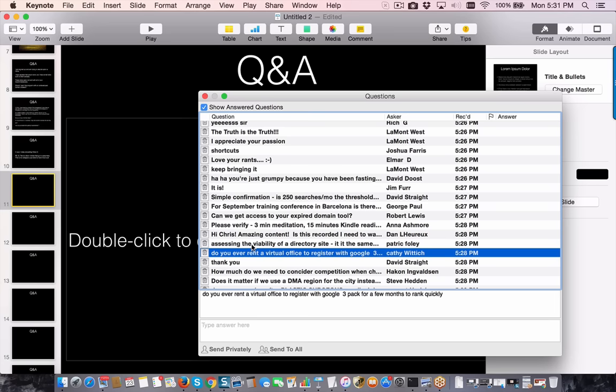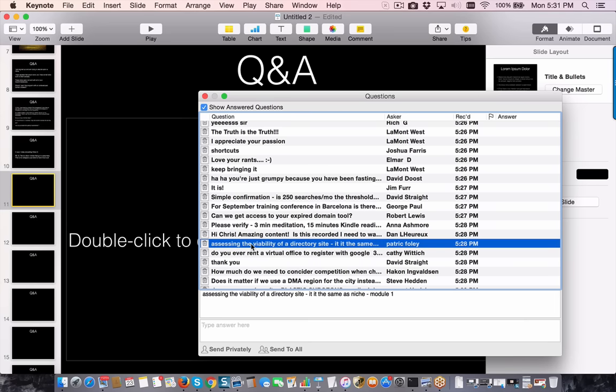Okay, good. This was a good question. Let me go back. Assessing the viability of a directory site is the same as a niche in module 1. You could take any niche in module 1 that you determine is going to be viable, and you could apply the directory model to it. I just wanted to toss this out. I hope I didn't toss confusion out there. It's just another way to do it. Everything else stays the same. And these are just some different models that you can look at on here.